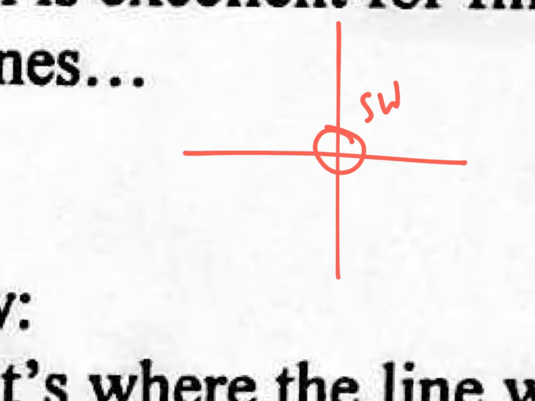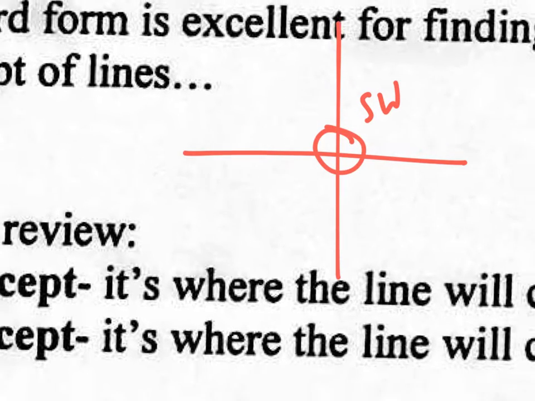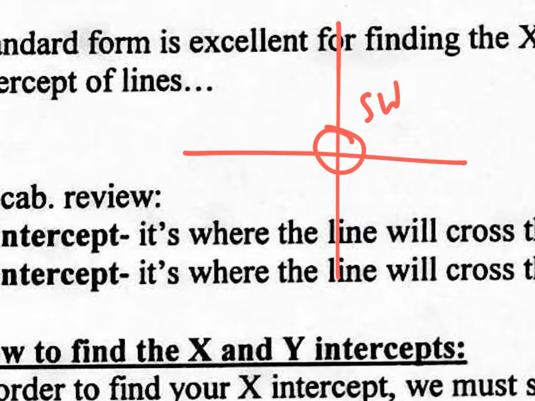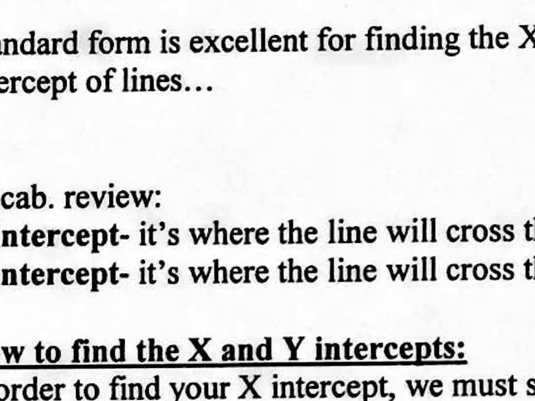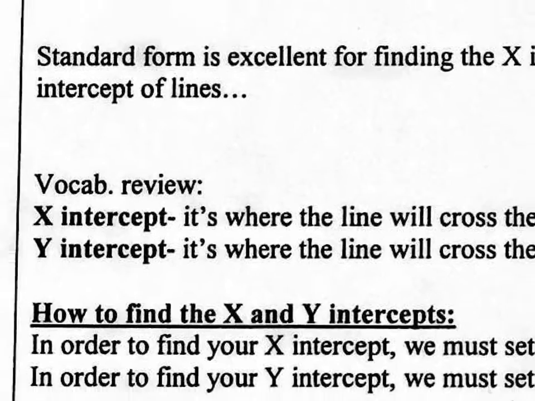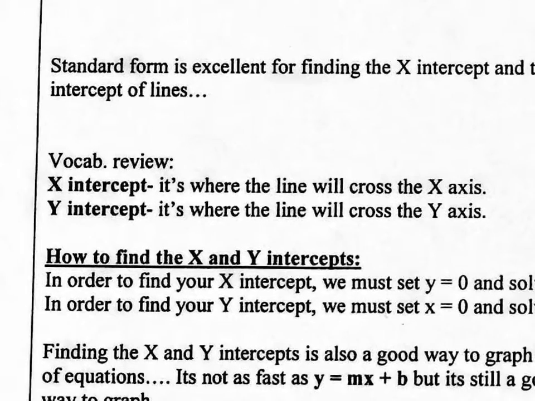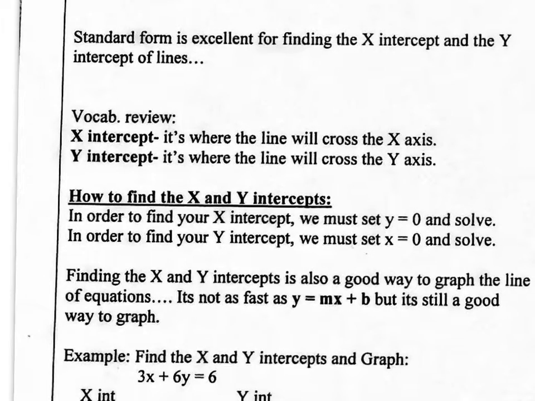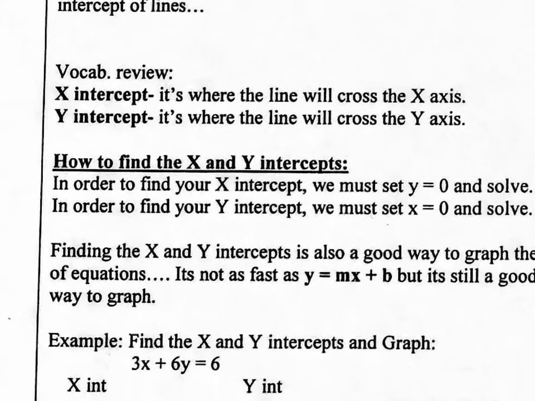So, ladies and gentlemen, standard form is excellent to find the intercept of x's and y's, right? So intersection means where the streets cross. An intercept is simply where the line crosses the x-axis or the line crosses the y-axis. So that's what it says right here.